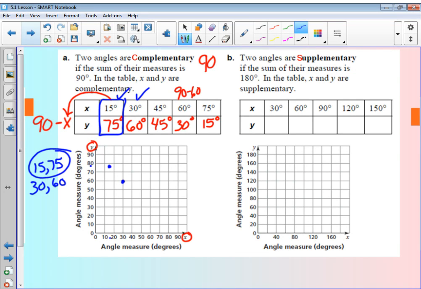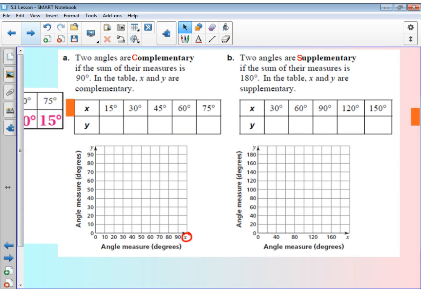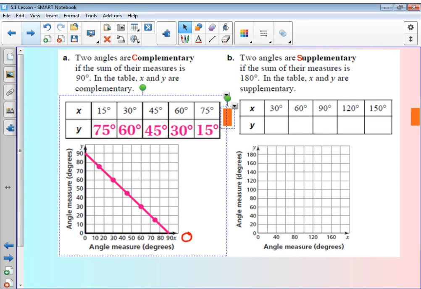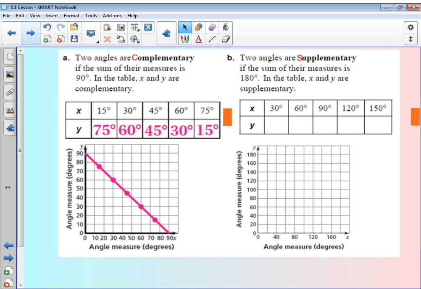And we'll just continue in that fashion. So 45, 45. Over to 45, up to 45. Once again, we have to go in the middle of a box. 60, 30, over to 60, up to 30 on my y line. So that one's done. And the last one on the x is 75. So over to 75, up to 15. So we're in the middle of a box again. Okay, so now I'm going to draw my line through there. And when I do that, I end up with my graph looking like this. Okay, so here's my graph.